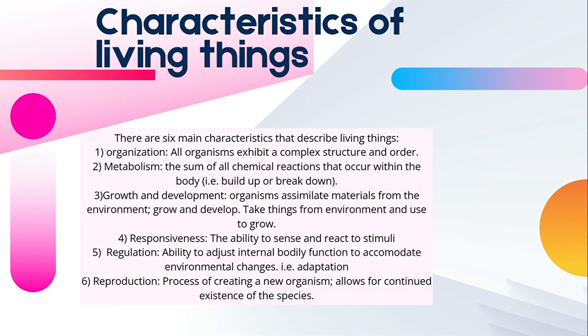Characteristics of living things. There are 6 main characteristics that describe living things. Organization: all organisms exhibit a complex structure and order. Metabolism: the sum of all chemical reactions that occur within the body. Growth and development: organisms assimilate materials from the environment to grow and develop, taking things from the environment and using them to grow. Responsiveness: the ability to sense and react to stimuli. Regulation: the ability to adjust internal bodily function to accommodate environmental changes, i.e. adaptation. And reproduction: the process of creating a new organism, which allows for continued existence of the species.